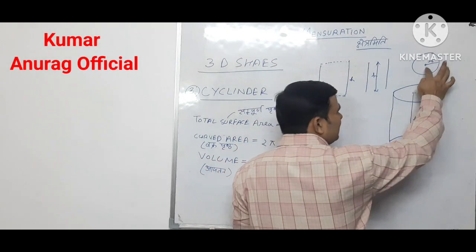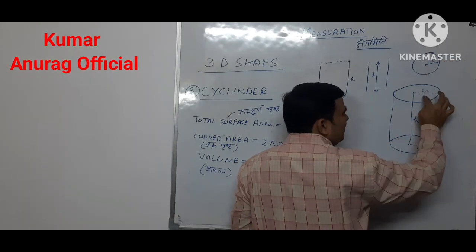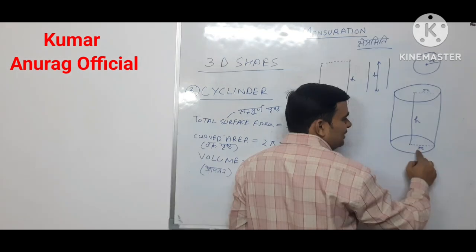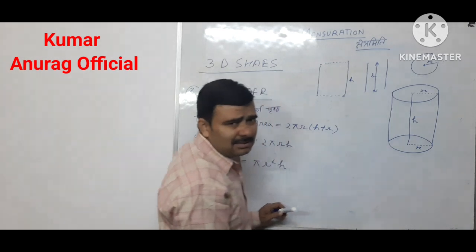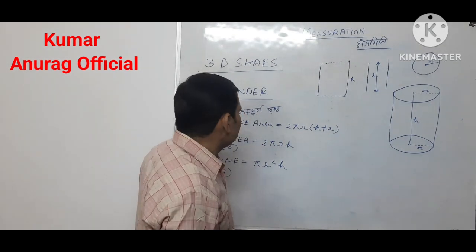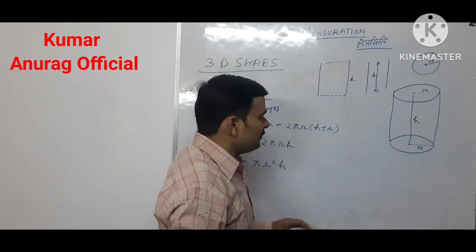So if there is a circle, then we can draw this circle like that, and there this is the radius and this is the height, and this is the radius of another circle that exists in the lower part of the cylinder. Now suppose we want to find the curved area of the cylinder.